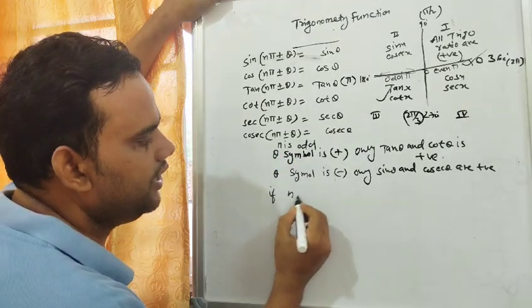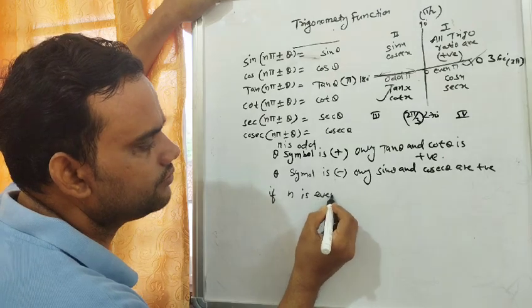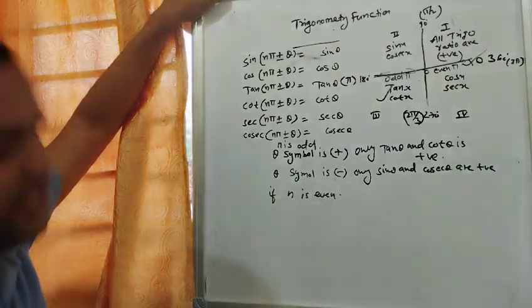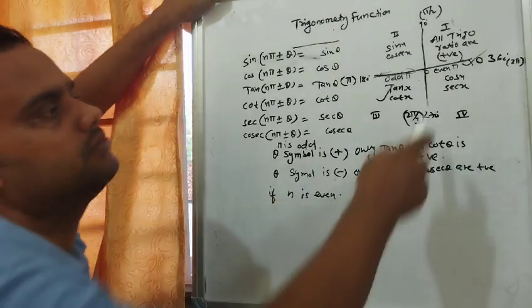Now if n is even, then what happens? N is even means here will come.